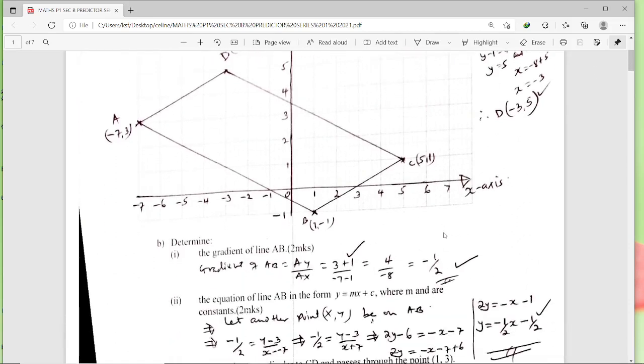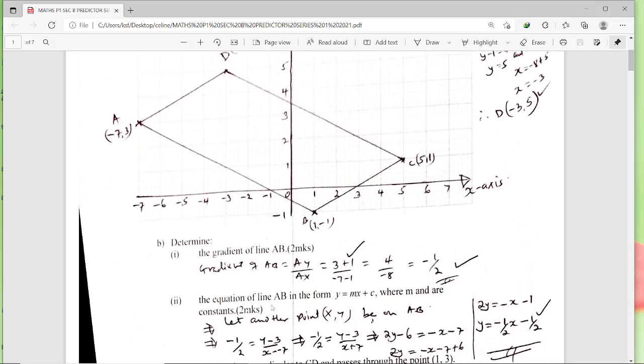Then from there you are asked to determine the gradient of line AB. Already I've done it because it's the change in y over the change in x, which is 3 plus 1, because it's 3 minus negative 1, over negative 7 minus 1. This is 4 over negative 8, that gives you negative half. So that is the gradient of AB.